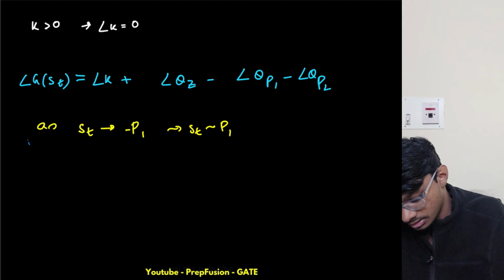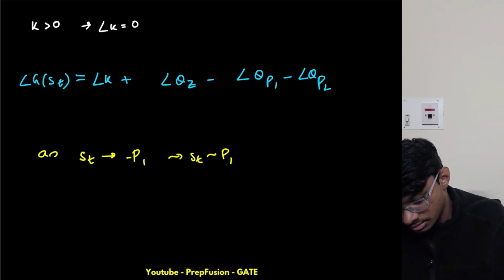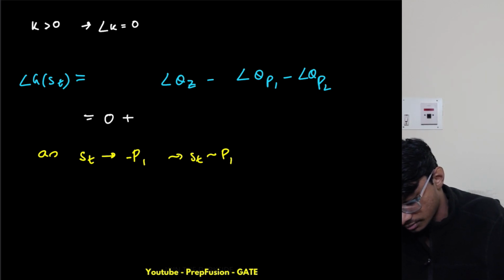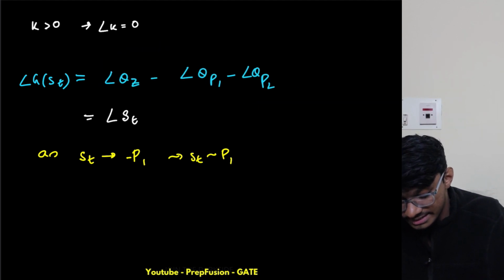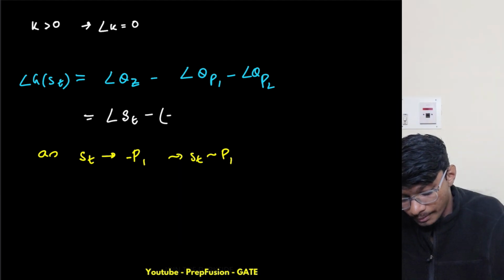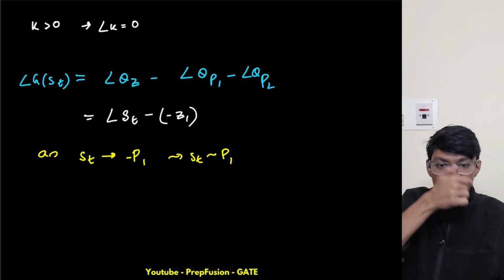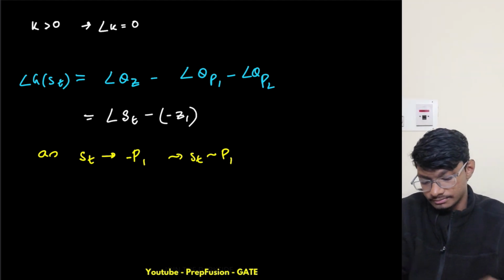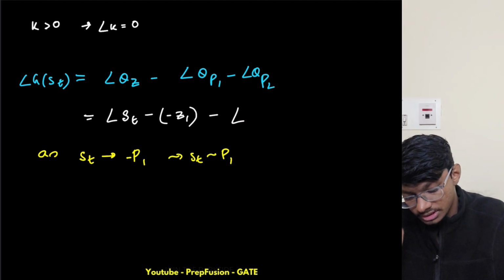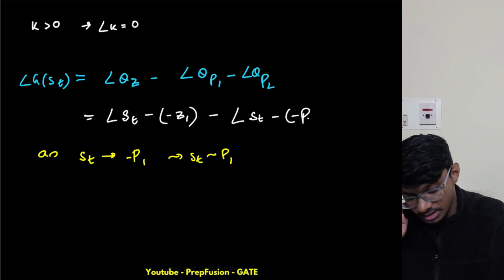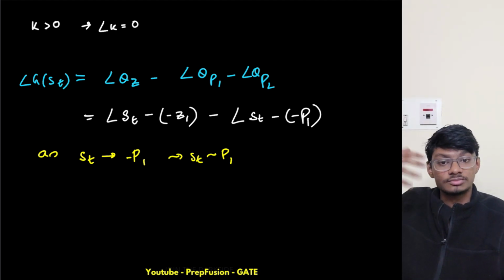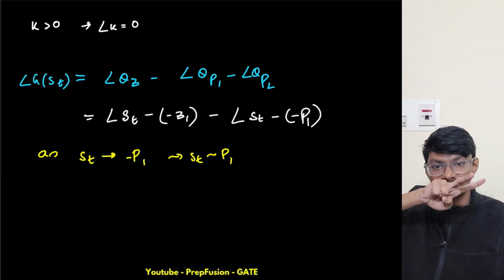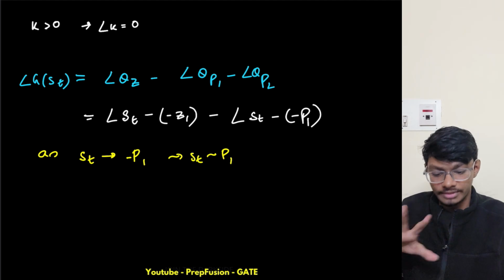So let me first write this in a better manner, then you will understand. This will be 0 plus, okay, I can write it 0 itself, so I don't need to. So what is this theta z? Theta z is st minus of minus z1, right? The angle between the st and the z1 vector. So this is the vector basically, right? And what is this theta p1? Theta p1 is st minus of minus p1, the pole location. I'm assuming the standard form, s plus p1, s plus p2, s plus p3. So s equals minus p1 is one of the poles. So that's why I'm writing it like this.